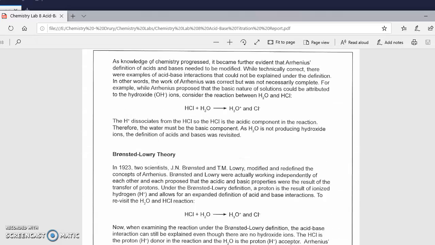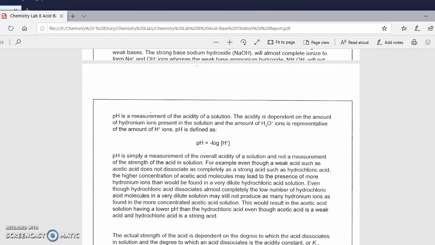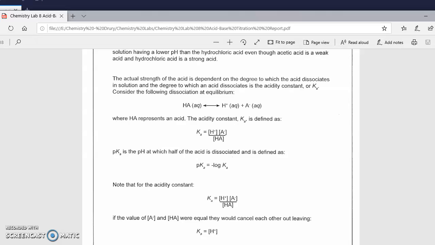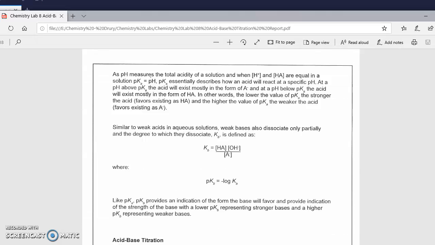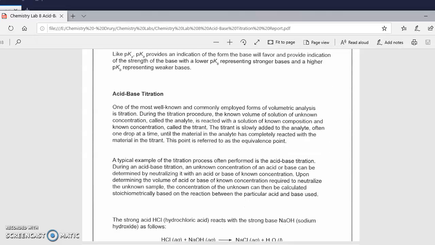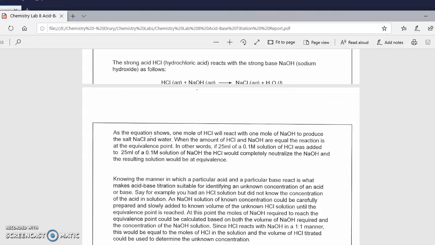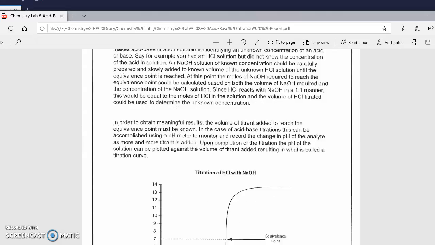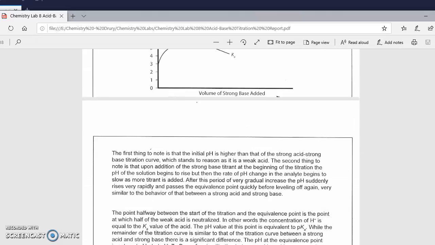And I'm sure you've also read through all of this initial part before about the definitions of strong acids, strong bases, weak acids, and weak bases, and how to do these type of calculations to get the different pH and pK and those different values. We also have the acid-base titration information on here, and the titration curves that you generate from all of that.